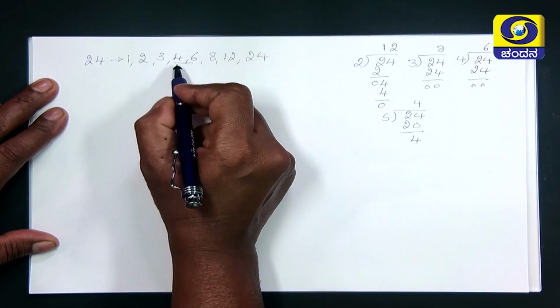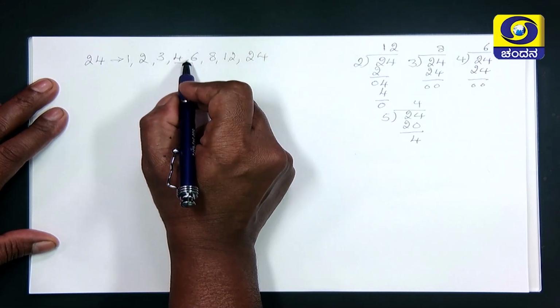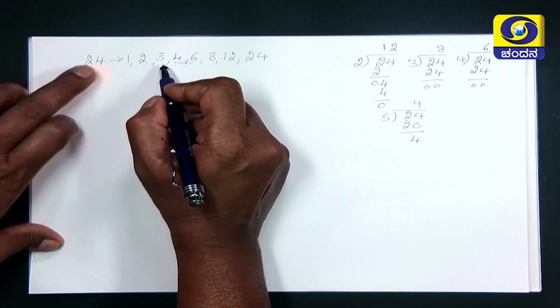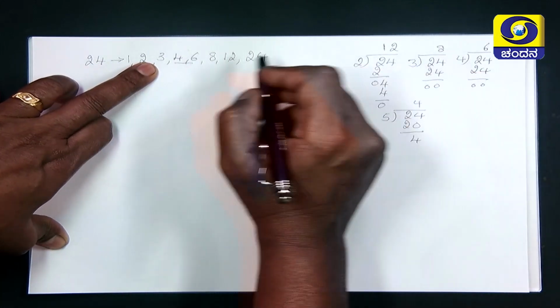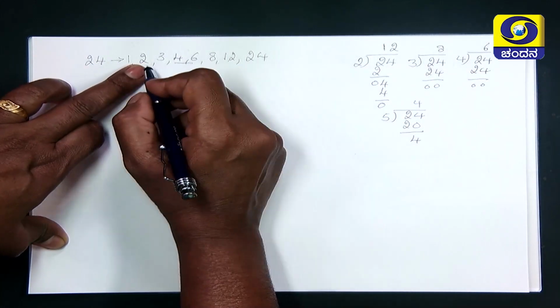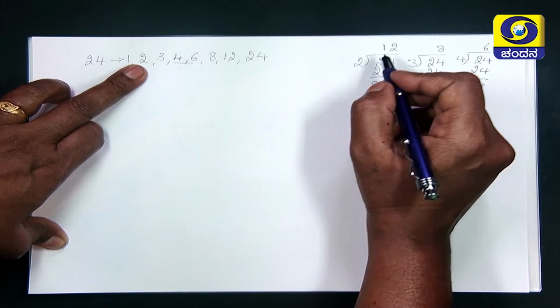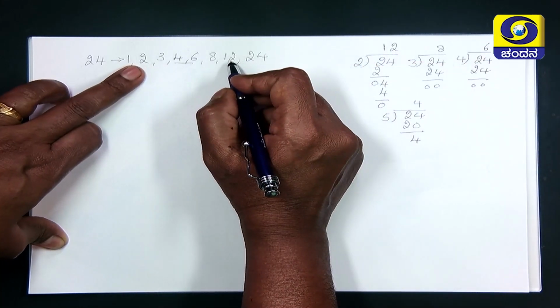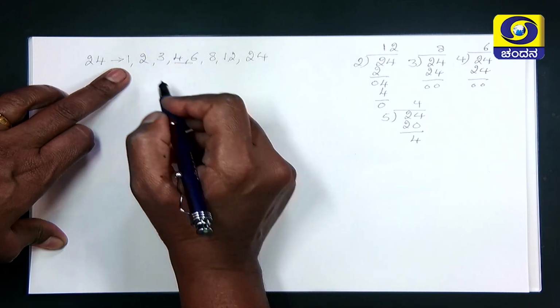See children, after finding the center number, 4 6s are 24. If you divide this 24 by 3, we get 8, we can write here 8. Next, by 2, if we divide by 2, we get 12, that 12 we can write here. Last number is 24, 1 24 is 24.